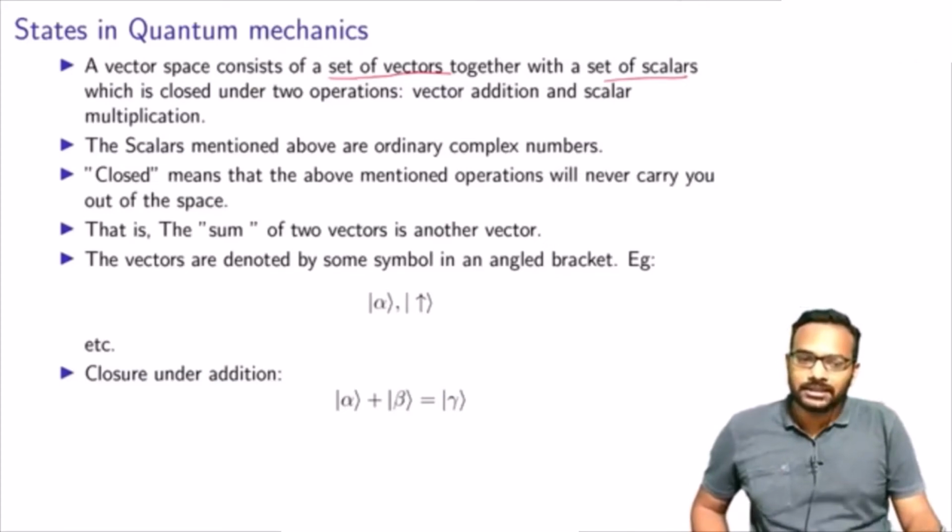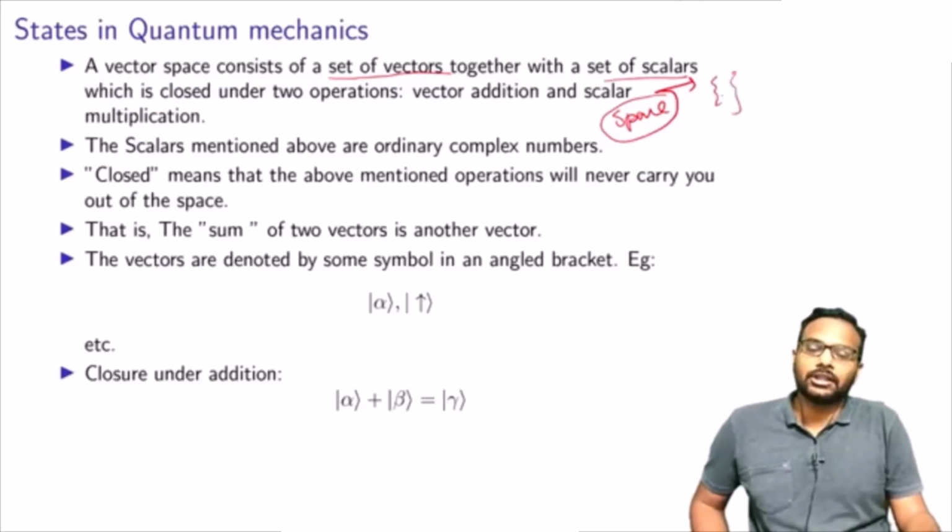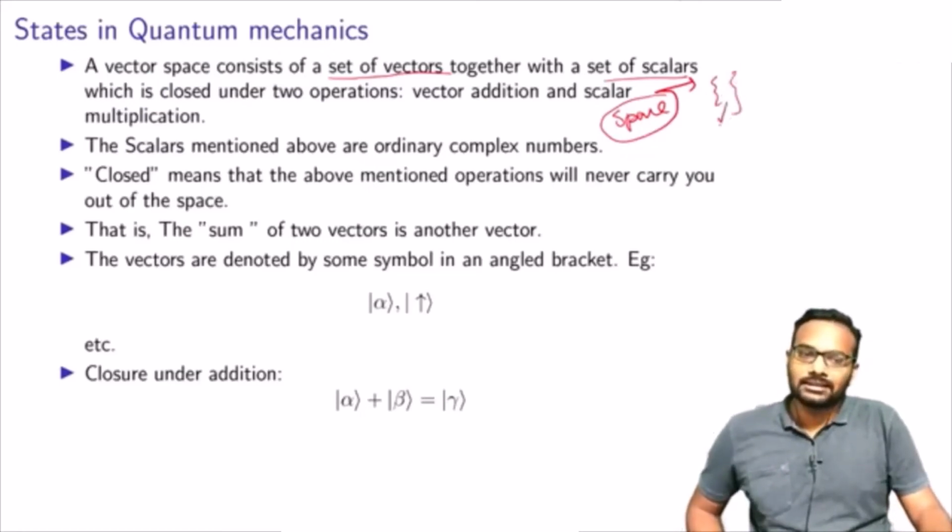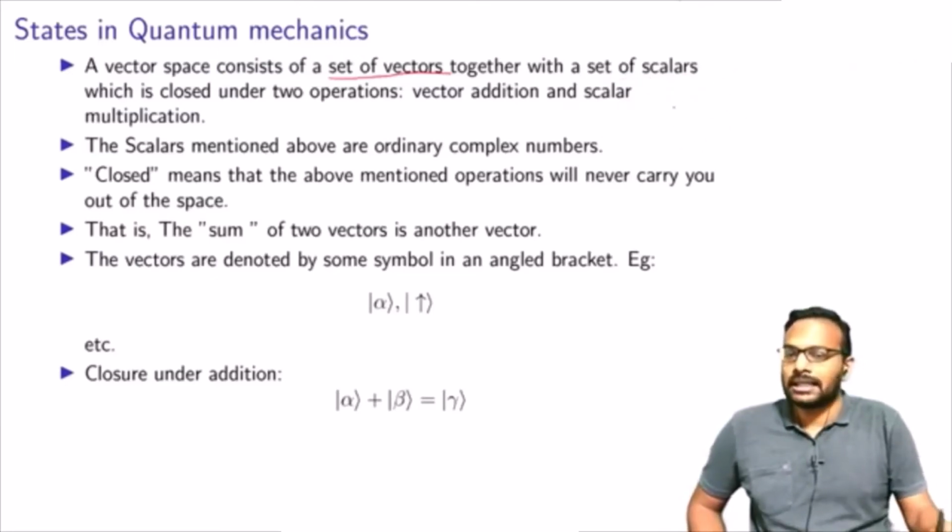So, by vector space, you don't have to think of the three-dimensional space. No. In mathematics, space means it's a set of points. It's just a mathematical set, a set of objects. You don't have to confuse it with the real three-dimensional space. That's still there. It's not gone. This is a different kind of abstract space. It's a mathematical set.